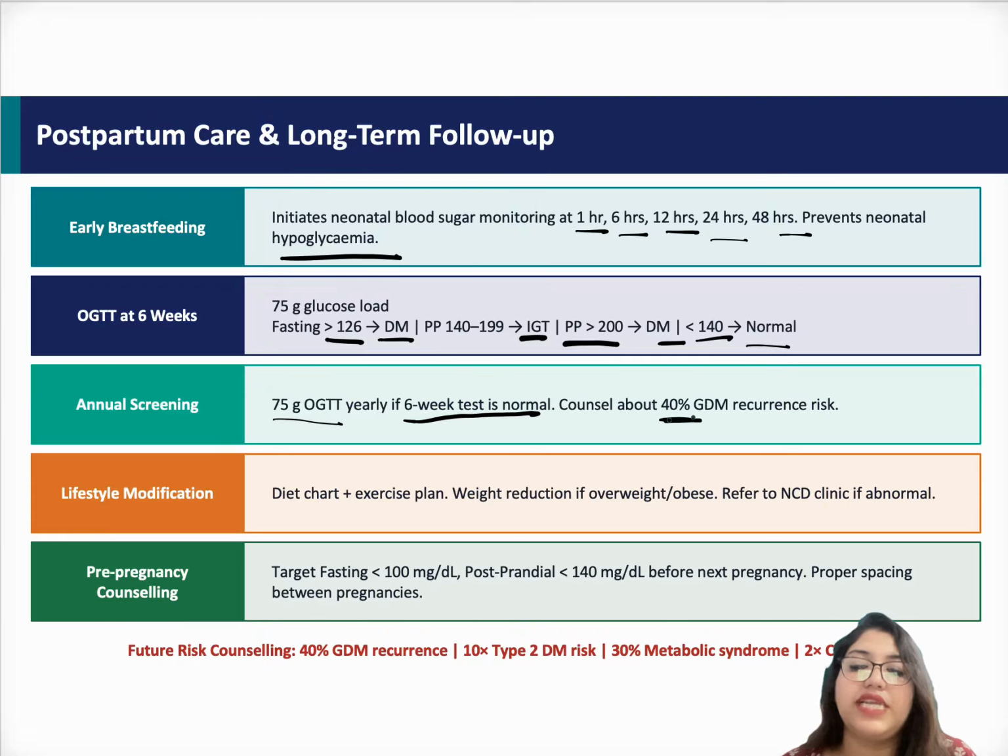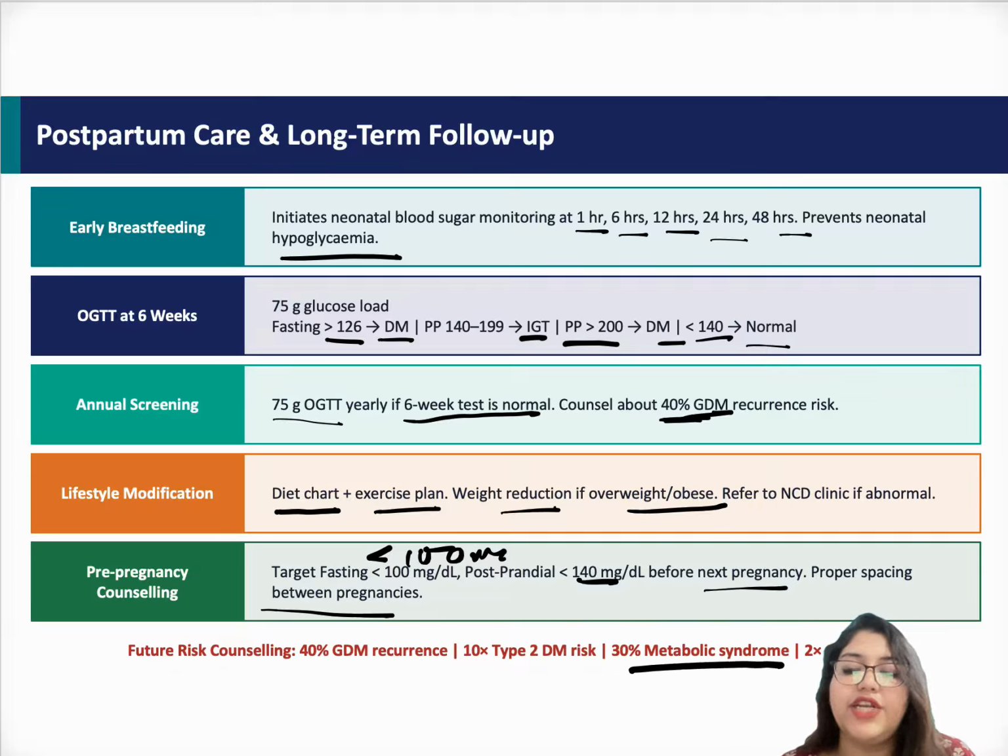Counsel about 40% GDM recurrence risk. Lifestyle management: diet chart, exercise plan, weight reduction if overweight or obese, refer to NCD clinic if abnormal. Pre-pregnancy counseling: target fasting should be less than 100 mg per deciliter, postprandial less than 140 before the next pregnancy, with proper spacing between pregnancies. Future risk counseling: 40% GDM recurrence, 10 times risk of type 2 DM, 30% metabolic syndrome risk and 2 times cardiovascular risk.